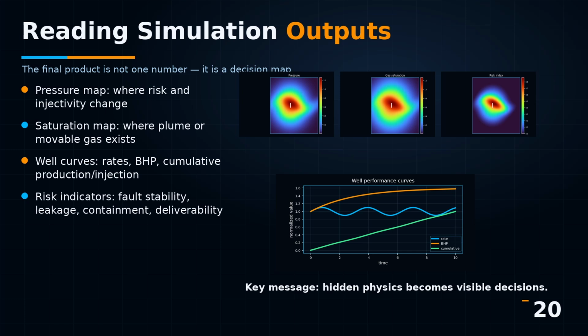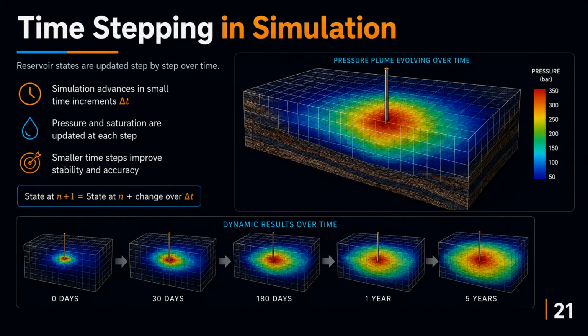Now that we understand reading simulation outputs, let us move to time stepping in simulation. This slide goes deeper into time stepping. In a reservoir simulator, time is advanced through a sequence of steps. At the beginning of each step, the simulator knows the pressure and saturation from the previous step. It then applies well controls, boundary conditions, fluid properties, and flow equations to calculate the next state.